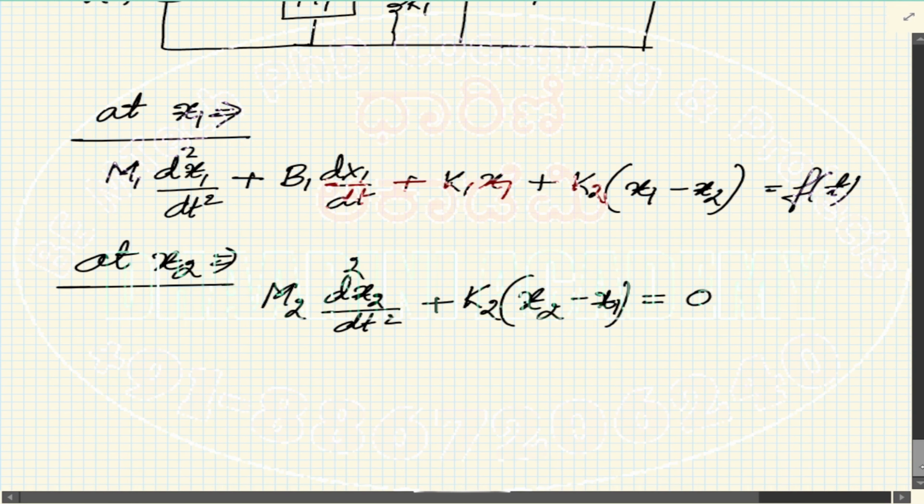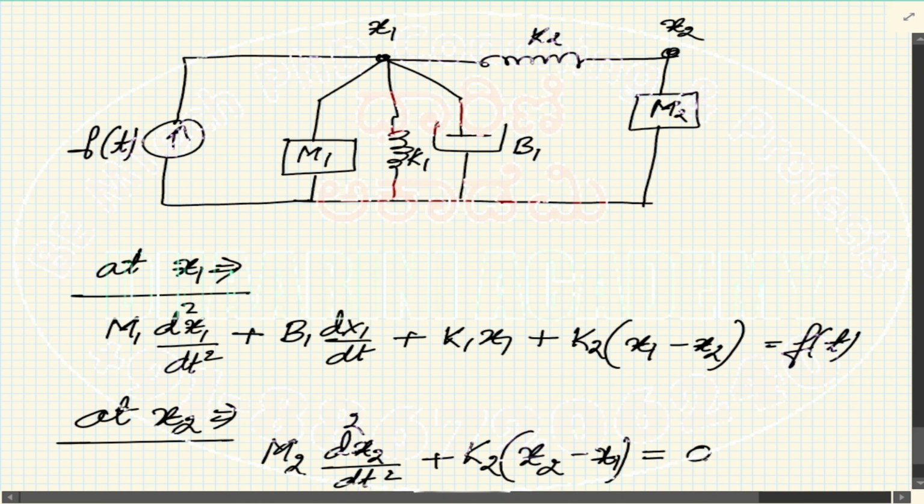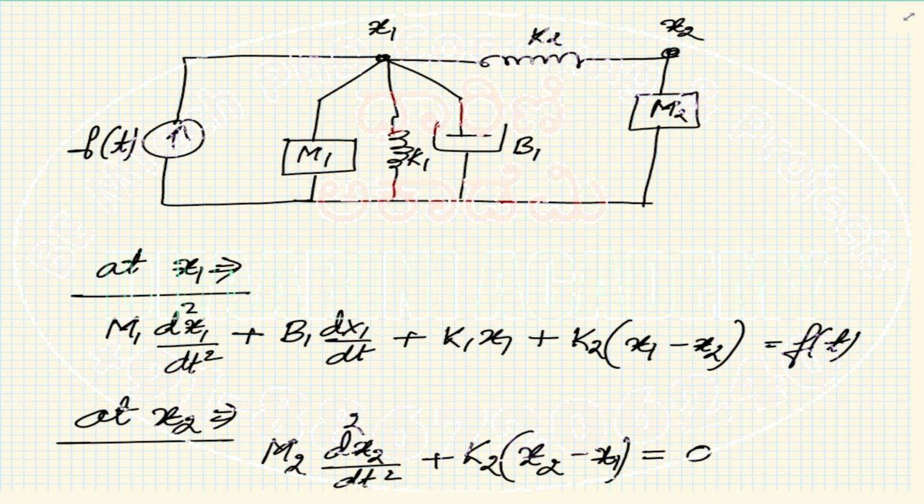So input is equal to output, but there is no separate input being provided. So input is equal to zero, but there is an output coming up. That's something very similar to our mesh analysis. One side you have a voltage. Because of that, some current will flow in other part of the circuit. Same thing, similar reason. So you have the equation at node x2 written in the following fashion.